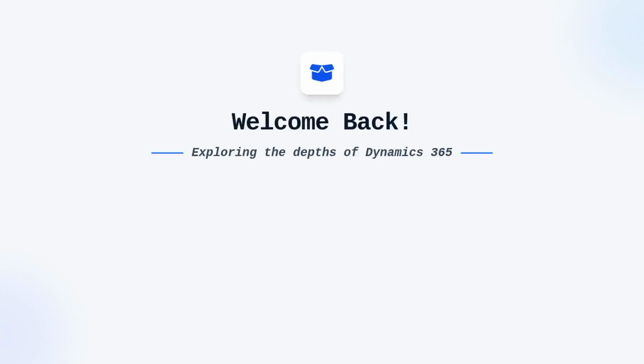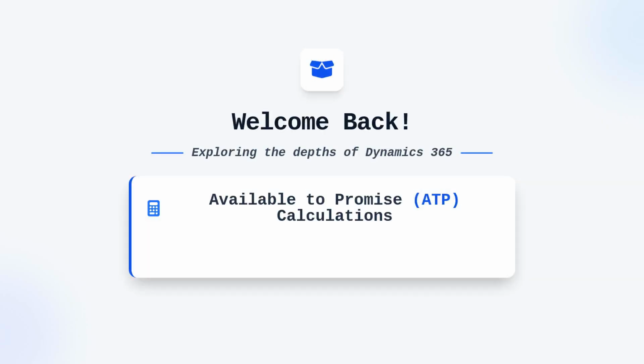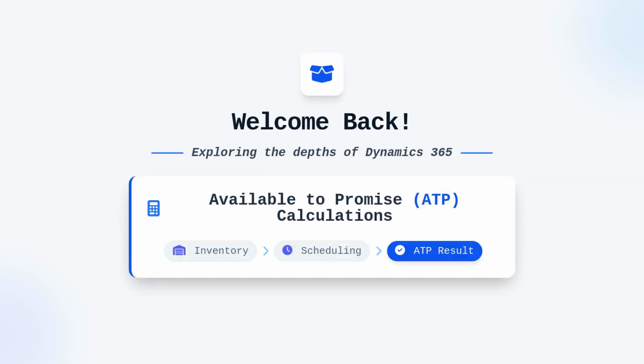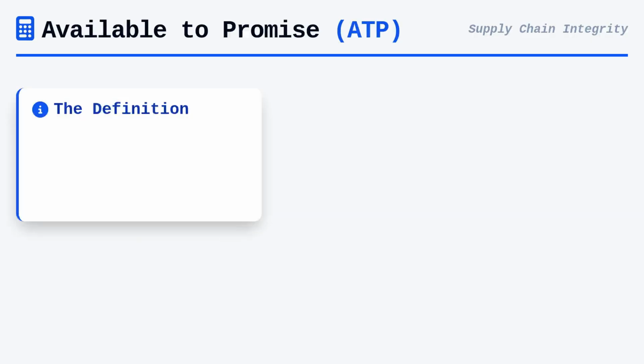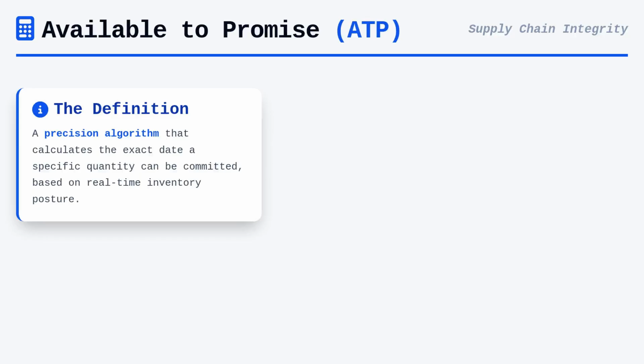Welcome back, and let's examine the mechanics of available to promise calculations in Dynamics 365. In industrial systems, the capacity to provide a customer with a realistic delivery date is not merely a matter of convenience. It is a fundamental requirement of supply chain integrity. Available to promise, or ATP, represents an algorithm that interrogates your current inventory posture to determine precisely when a specific quantity of goods can be committed to a sales order.